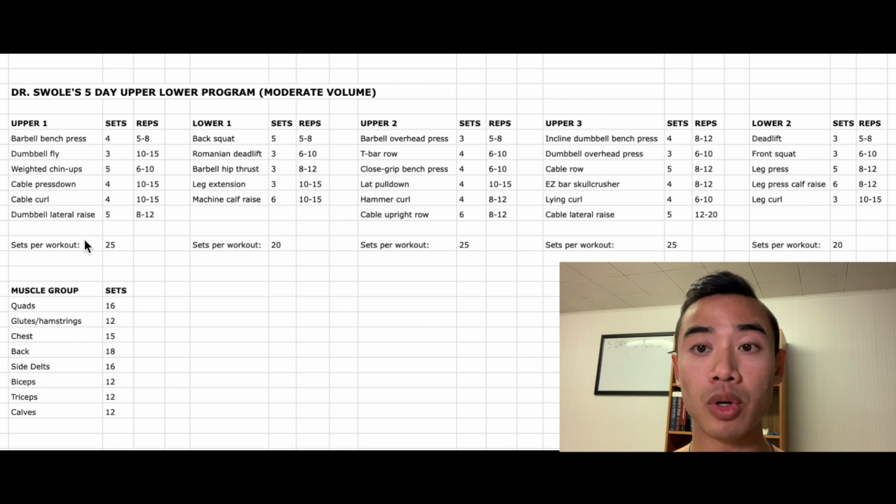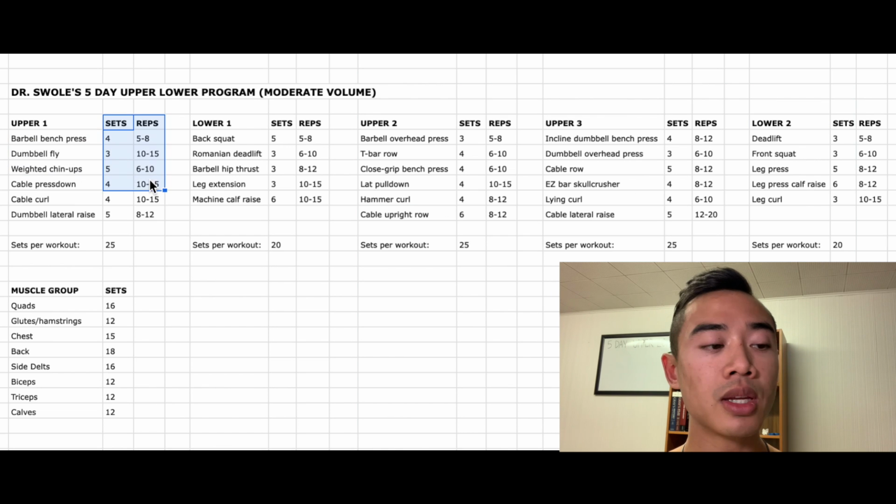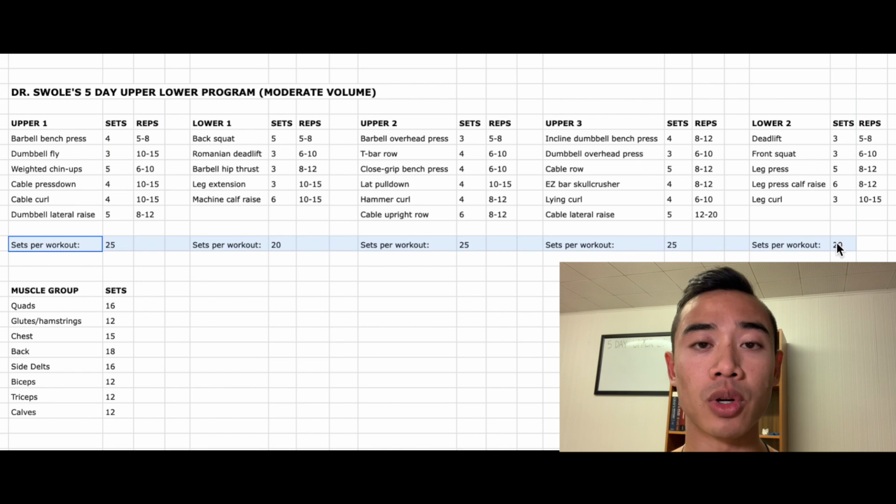All right, guys, let's do our program walkthrough. So here you've got upper body day 1, then lower body day 1, upper body day 2, and then we have upper body day 3 and lower body day 2. You'll see how I set this up in the week later on. Here are the exercises, and then you've got sets and reps. Down here, I have the total number of sets per workout, so you have an idea of the workout length.